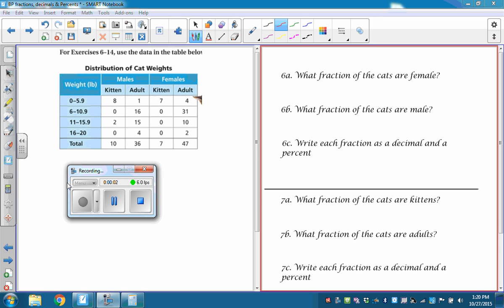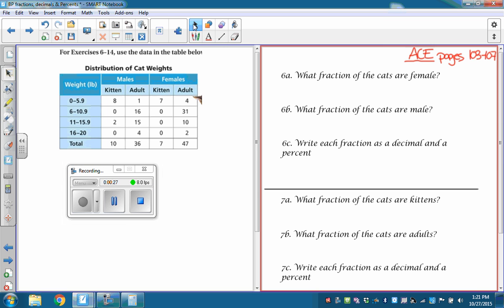All right, these are some of the ACE problems that we worked on in class from pages 103 to 107. I'm going to go through them one more time for students that are still struggling with the concept of reading the data in a table and then putting it into a percent problem.